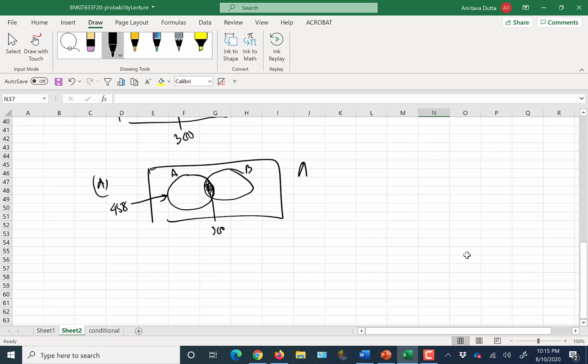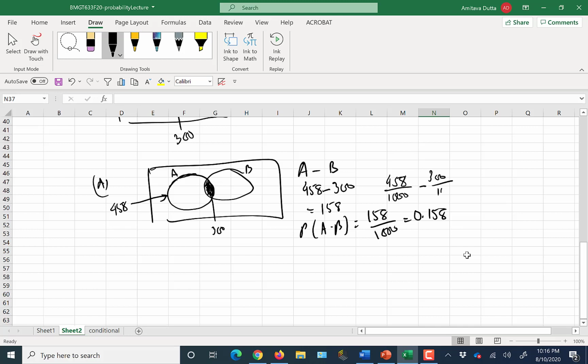So in this case we want A minus B. All the subscribers who rented a car for business reasons but not for personal reasons. So we have to take this middle portion out. So it is 458 minus 300, which is equal to 158. So the probability of A minus B is equal to 158 divided by 1000, which is equal to 0.158. This is the same thing as saying 458 divided by 1000 minus 300 divided by 1000.